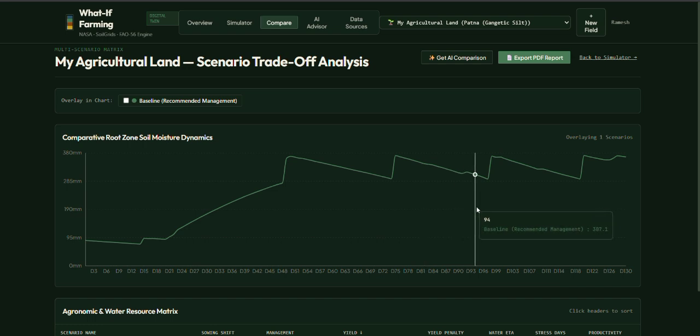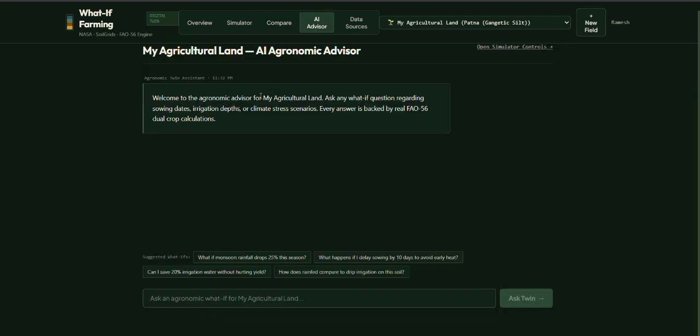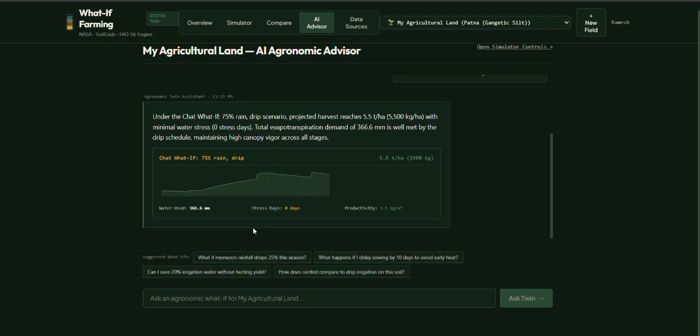And the table makes the stakes unmistakable. Baseline, 5.5 tons per hectare, 0 stress days. Rain-fed, no irrigation at all. Yield collapses to 1.39 tons, a 74.7% loss, with 91 days of water stress. Same field, same crop, same season. The only difference is one decision. That's the trade-off a farmer usually only discovers after the harvest is already lost.